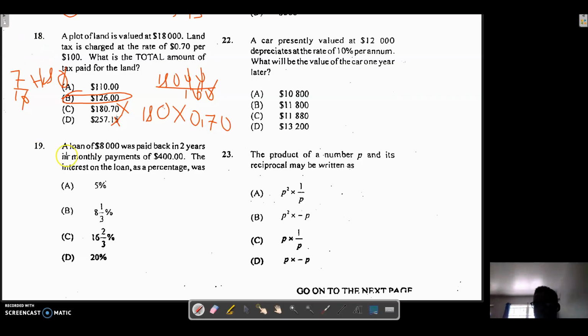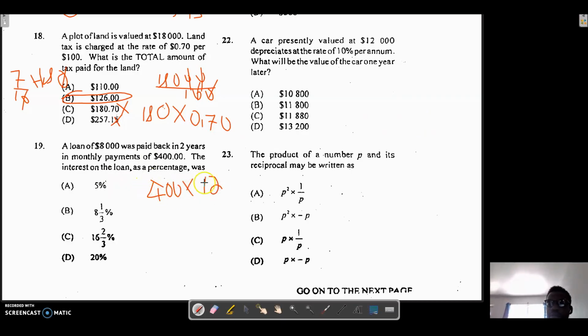Question 19 says a loan of $80,000 was paid back in 2 years in monthly payments of $400. The interest on the loan as a percentage was... Okay, so if you're going to pay $400 for 2 years, they'll be thinking about each month. In a year, you have 12 months. So what I could do is simply find how much is in a year and double it to get 2 years. So it'll be 400 times 12.